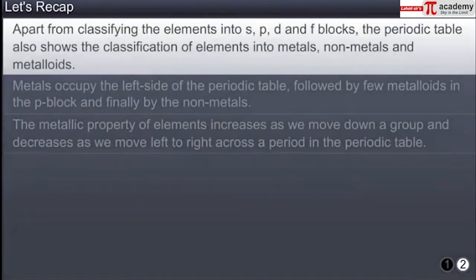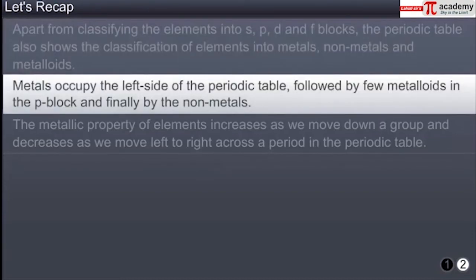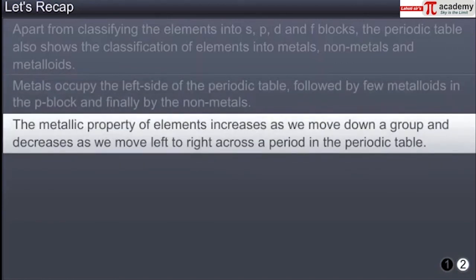Apart from classifying the elements into S, P, D and F blocks, the periodic table also shows the classification of elements into metals, nonmetals and metalloids. Metals occupy the left side of the periodic table, followed by few metalloids in the P block and finally by the nonmetals. The metallic property of elements increases as we move down a group and decreases as we move left to right across a period in the periodic table.